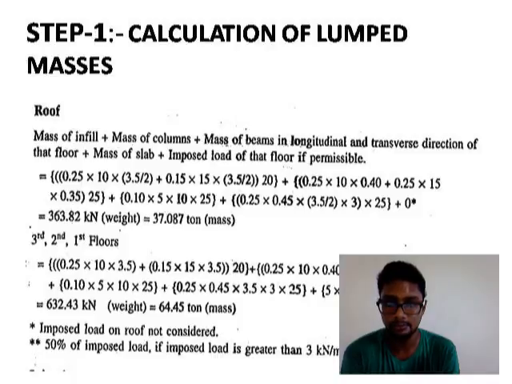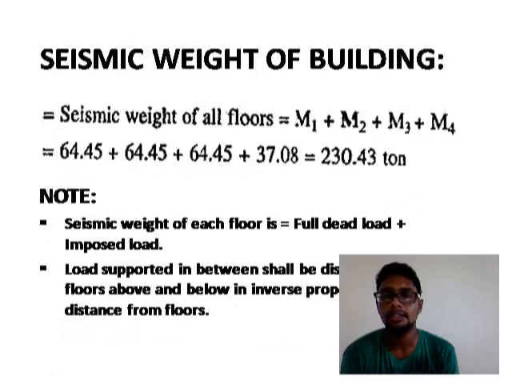At the roof level, the imposed load is not considered, and the lump mass is calculated as mass of the infill plus mass of the column plus mass of the beam in both longitudinal and transverse direction plus mass of the slab plus imposed load of that floor, if permissible. As I said, for the roof level it is calculated to be 37.08 ton, and for different floor levels it is calculated to be 64.45 ton. And all these loads are added up to give the seismic weight of the building.